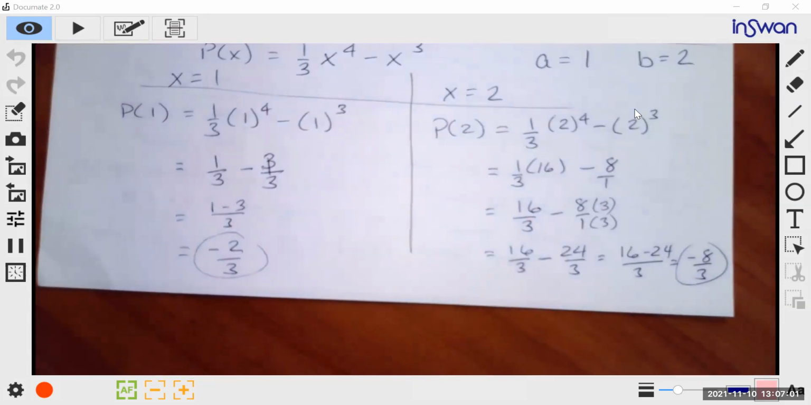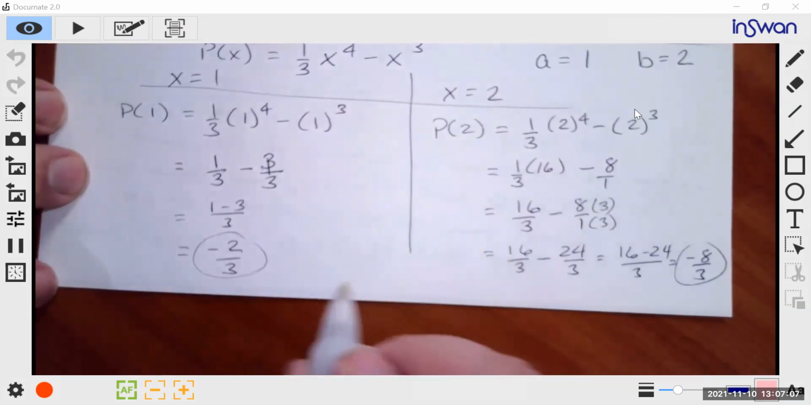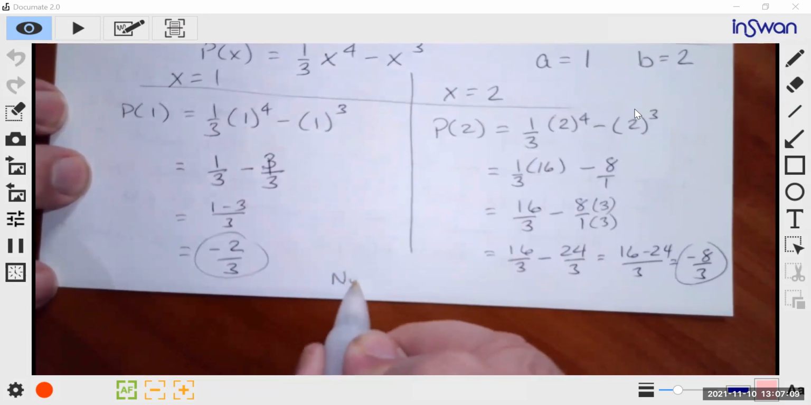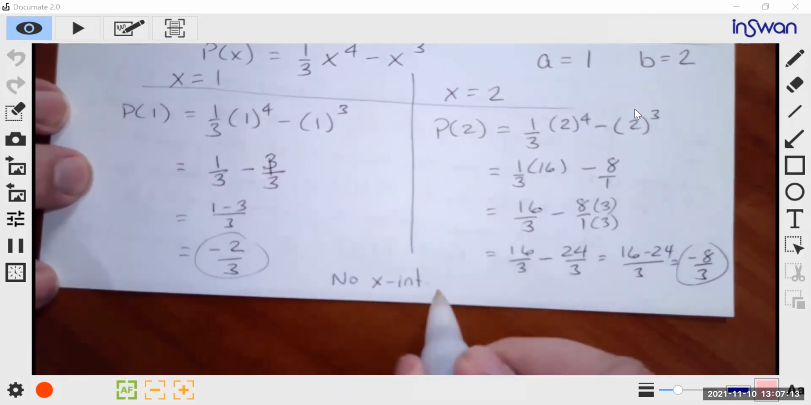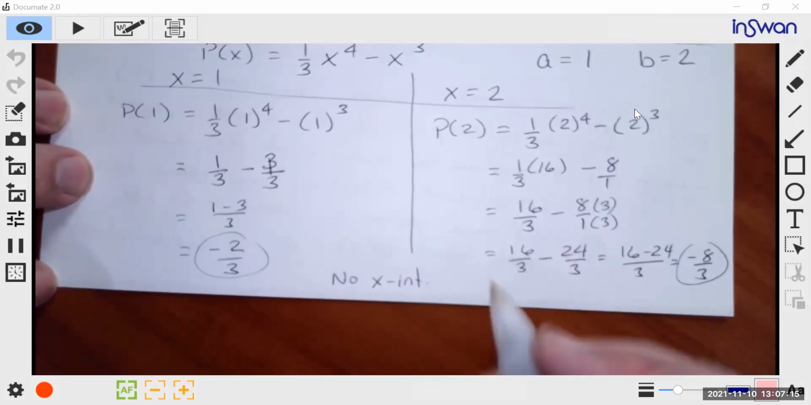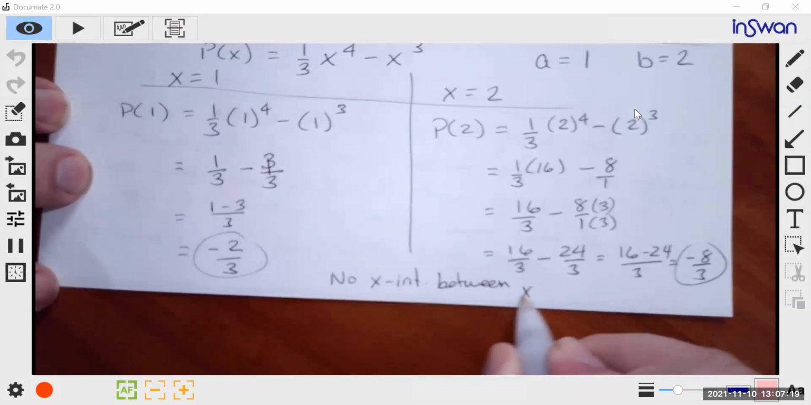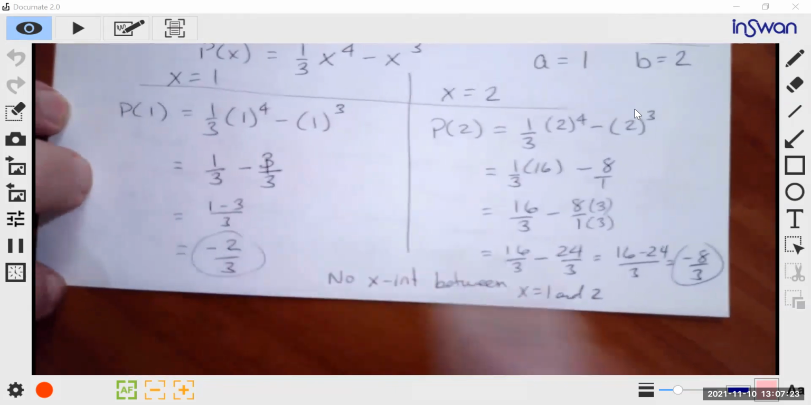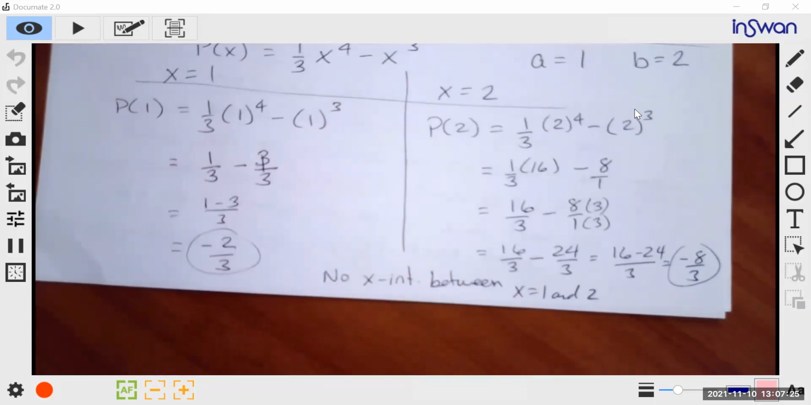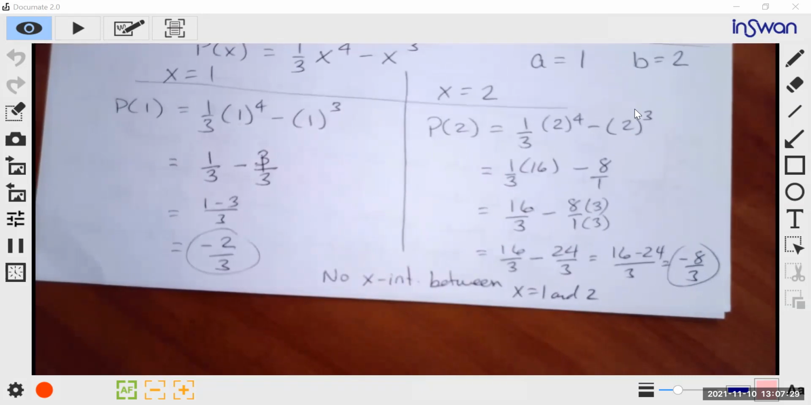So what does that tell us? They're both negatives. There's no x-intercept guaranteed between x equals 1 and 2 because they're both the same sign. The intermediate value theorem can't tell us anything. So this tells us that we know we don't have them.